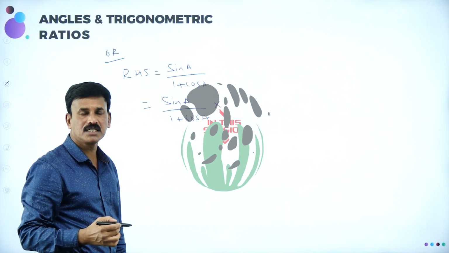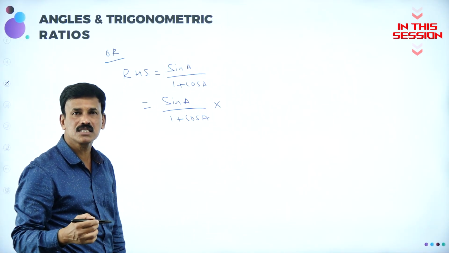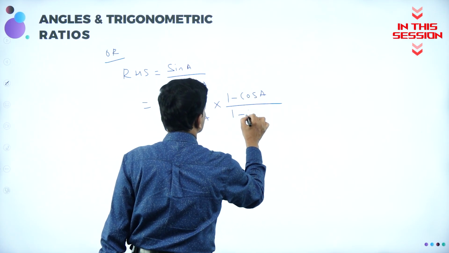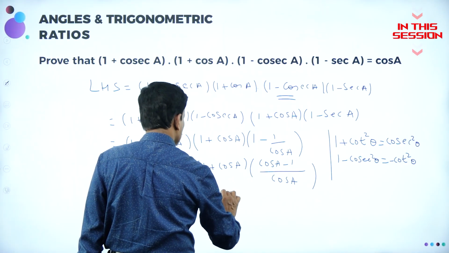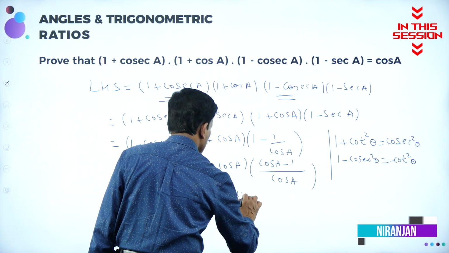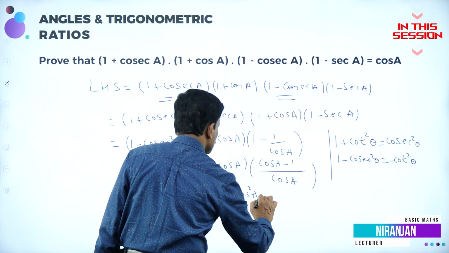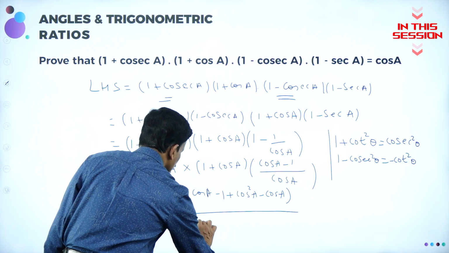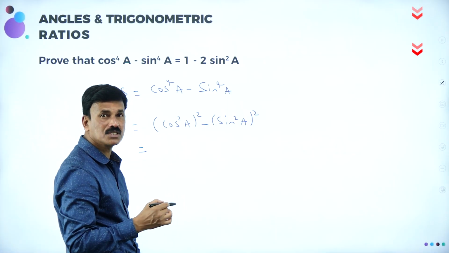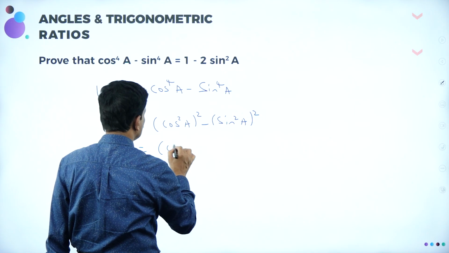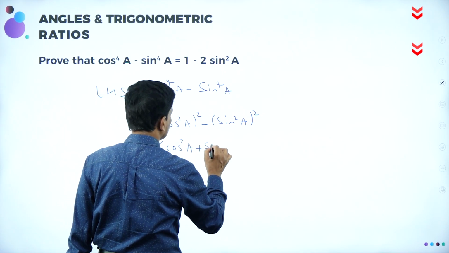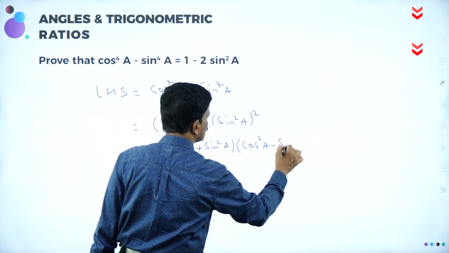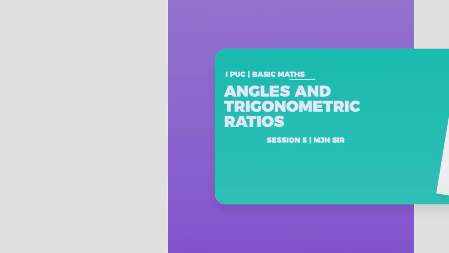Multiply both numerator and denominator by 1 minus cos A, that is rationalizing the denominator. 1 minus cos A divided by 1 minus cos A. 1 into minus 1 is minus 1, plus cos into cos is cos square A, minus into plus it is minus cos A, whole divided by, in the denominator we have cos A. A square minus b square is a plus b into a minus b. So this can be written as cos square A plus sin square A into cos square A minus sin square A.